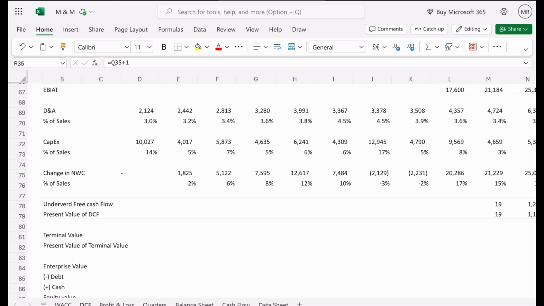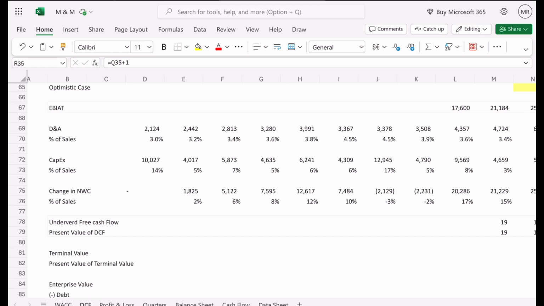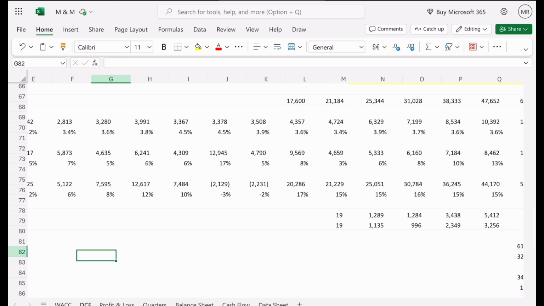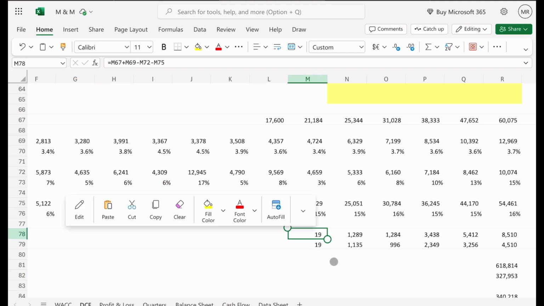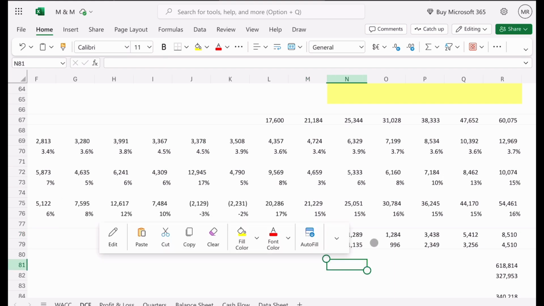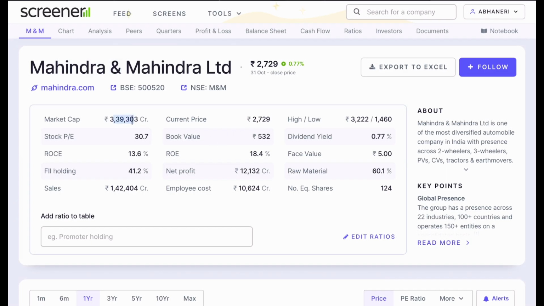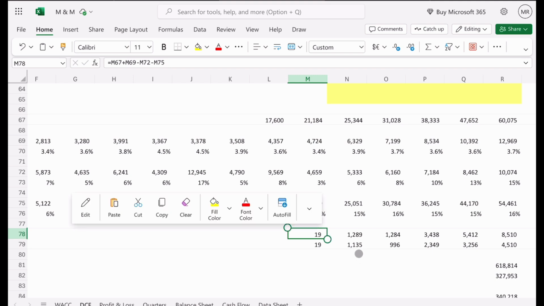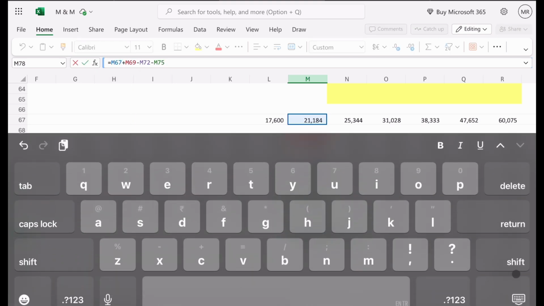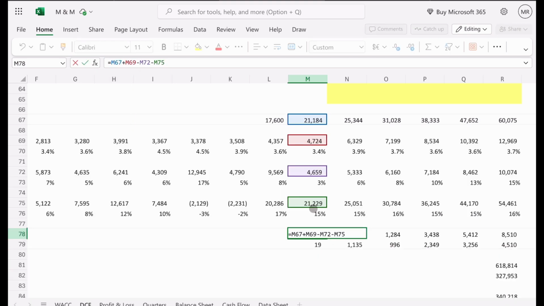So here are the free cash flows. Interesting, right? This figure is 19 crore for a company like Mahindra, which is a 3.4 lakh crore company. This number for 2024, I think there must be some error. So you can see here where these numbers come from.